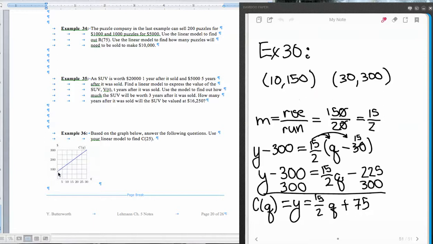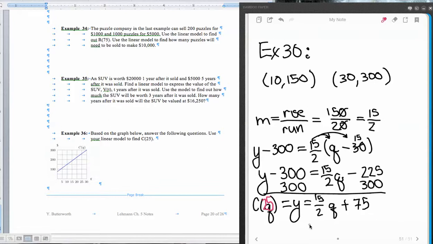All right, now moving on to our last example from the last section 30, we had these 2 ordered pairs that we found on this graph, and this gave us the slope of 15 halves. Plugging that into point slope form gave us this equation. And it says find C of 25. So we're, in other words, going to be substituting in 25 right here.